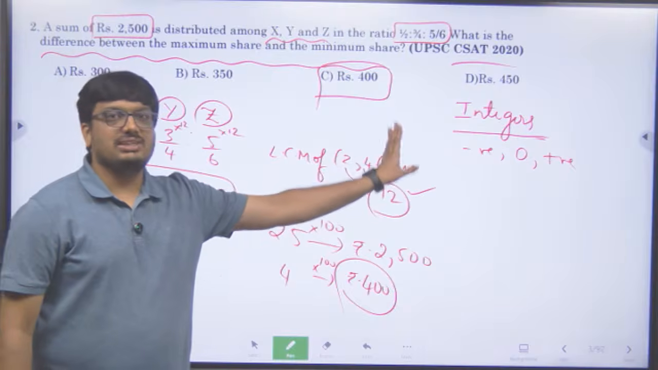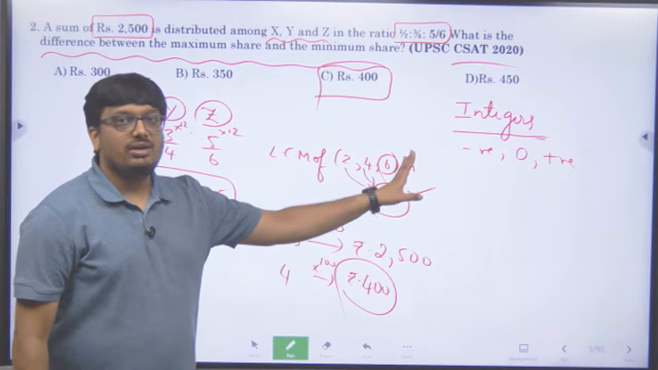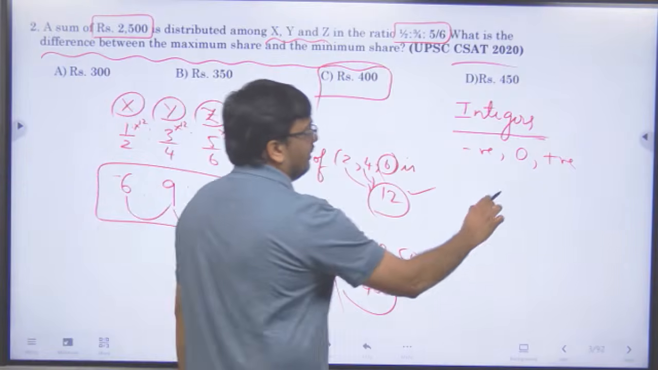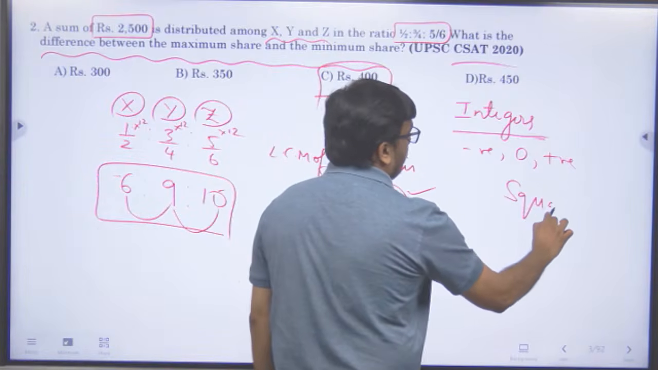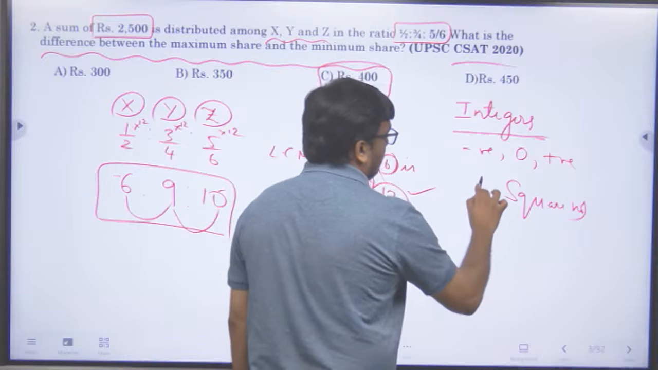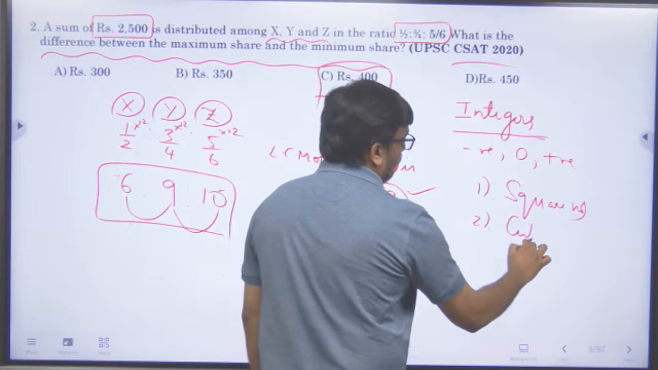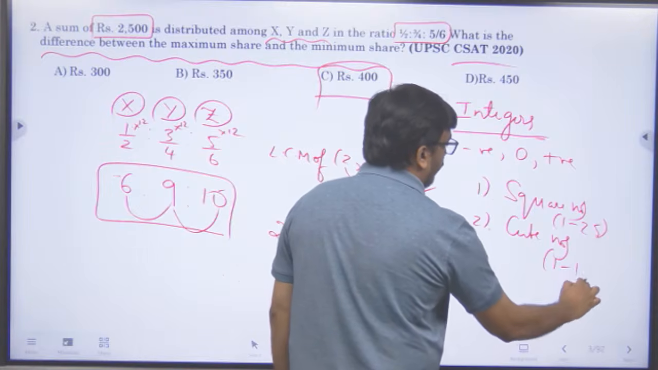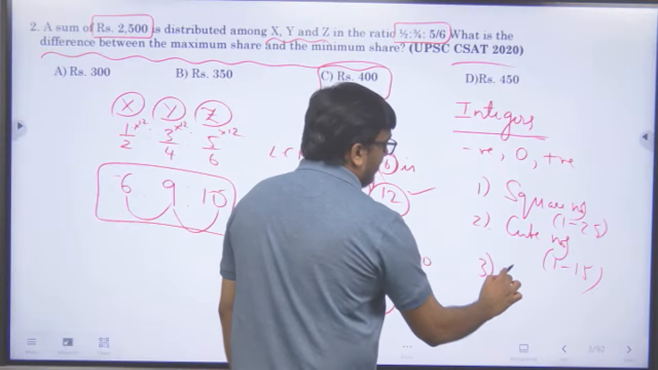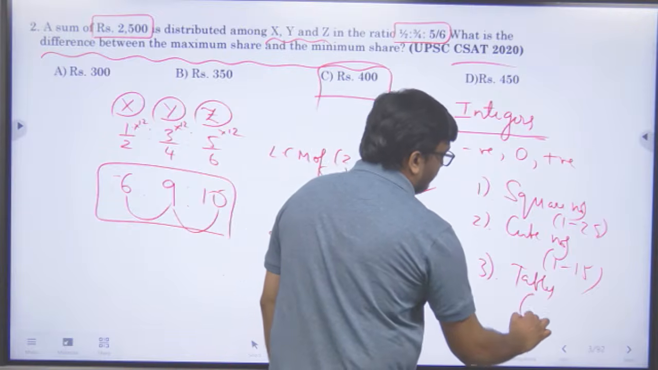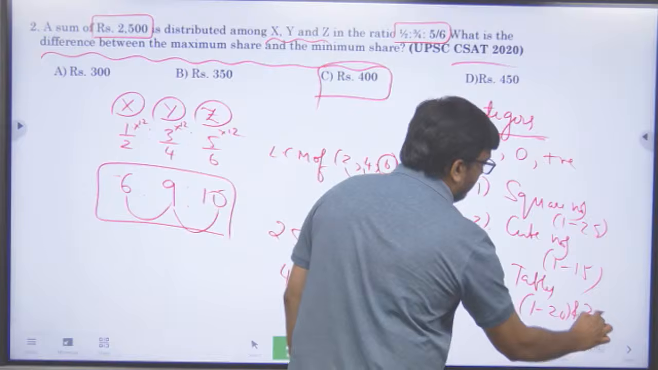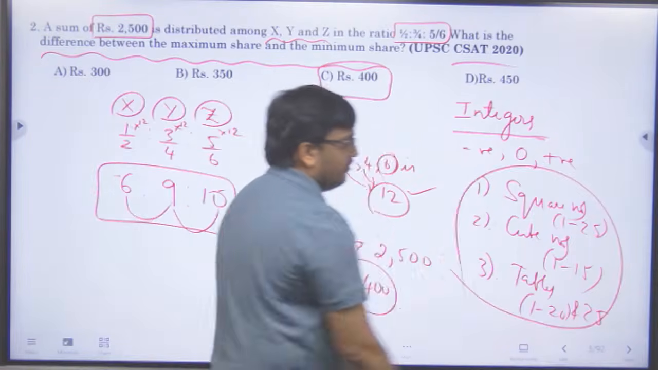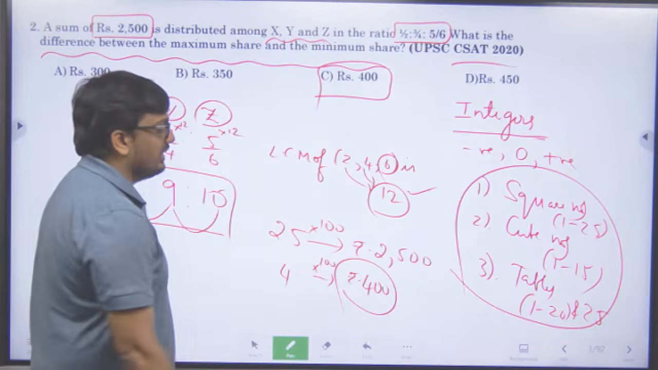You should know the basics, that is LCM, how to find LCM, and how to convert fractions into integers. First, in CSAT, what is the basic? You should learn square numbers from 1 to 25, cube numbers 1 to 15, and tables from 1 to 20 and the 25 table. These are all the basics. First, you should learn these basics. Let us see the next question.